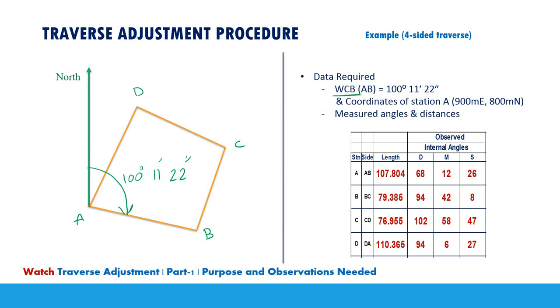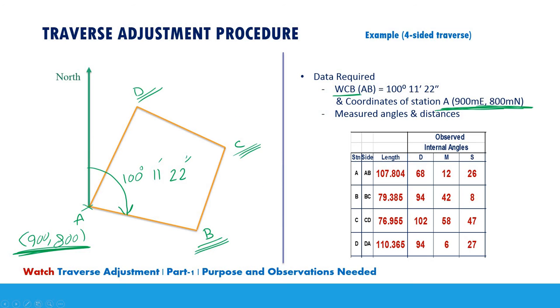And also we've been given the coordinates of station A. Always you need to start from a station with known coordinates. In this case, coordinates of A, 900 meters for easting and 800 meters for northing. So these are known coordinates. Based on them we are going to calculate the unknown coordinates, easting and northing, of B, C and D, and this is the aim of the whole traverse, calculating easting and northing of these 3 stations in this case.